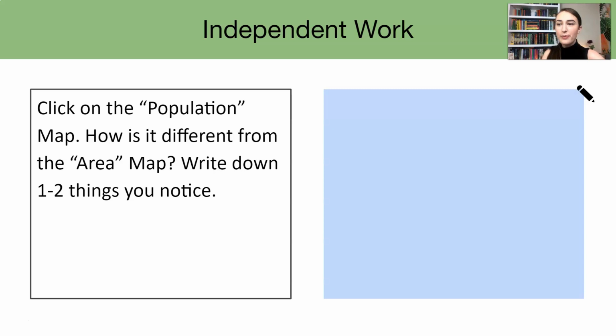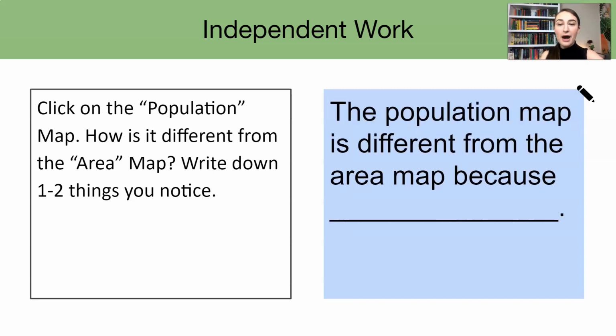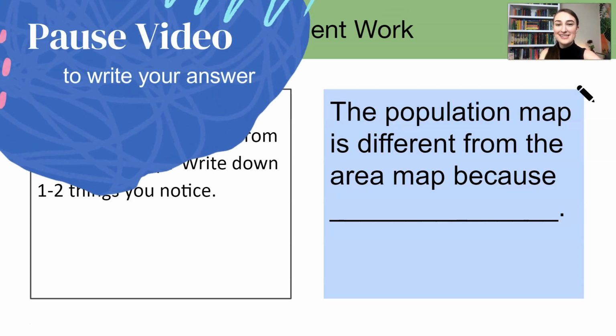So back in our independent work slides, click on the population map. How is it different from the area map? So we're comparing population to area. Write down 1 to 2 things you notice. So the population map is different from the area map because, or by being whatever. So pause this video, take a couple minutes, switch between the population and area maps, compare the two, and write on your independent slides.